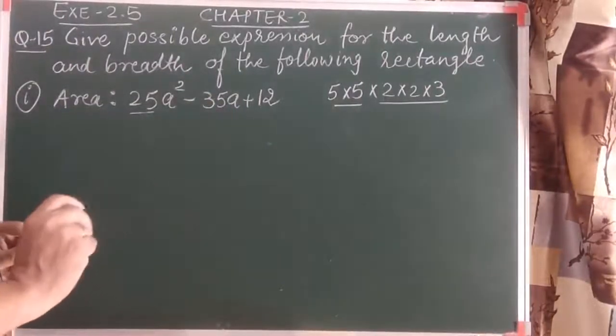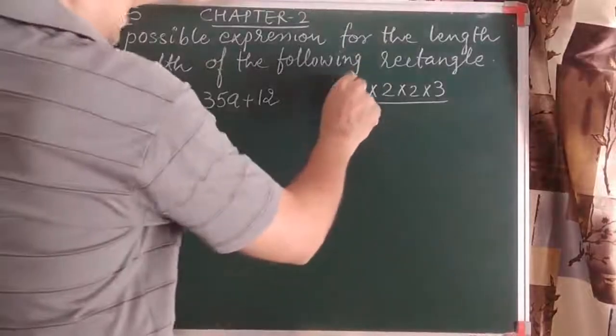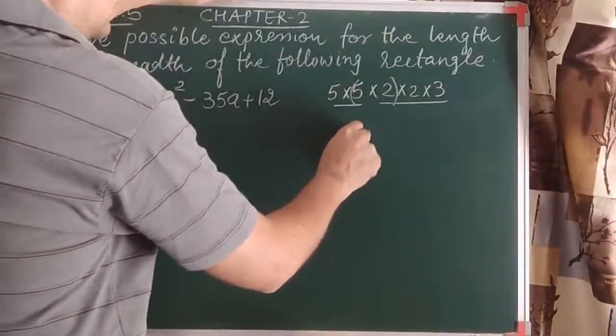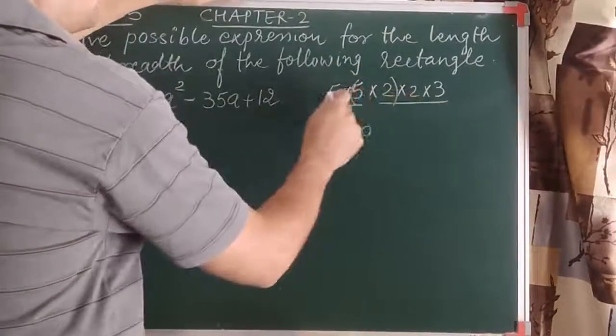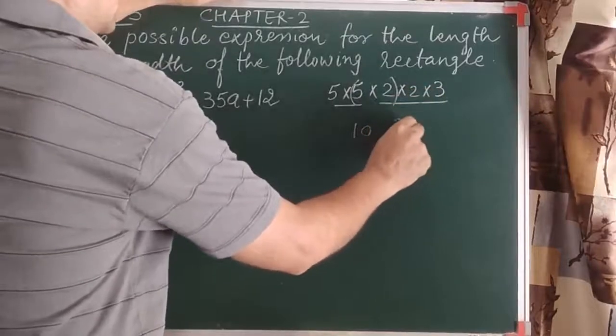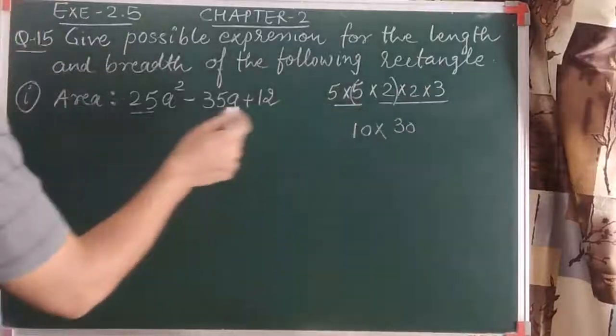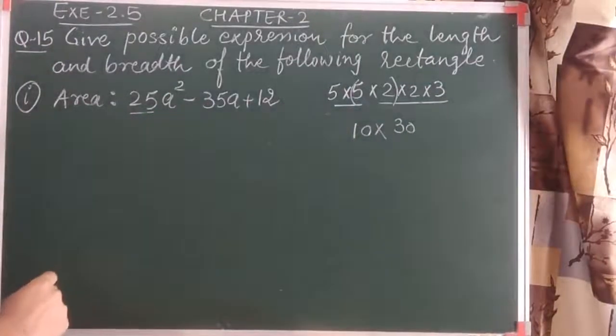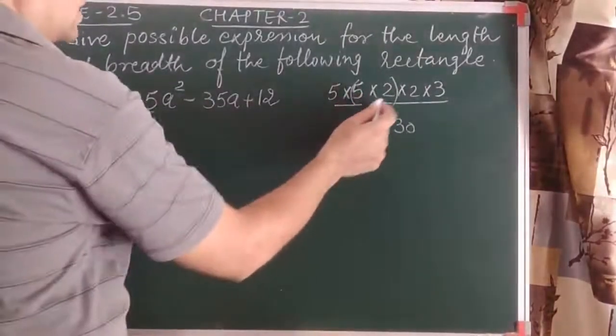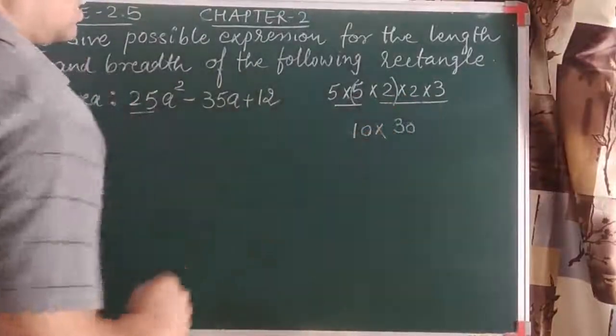So look at this, what I am trying to do. I'll make pairs of different terms. See, 5 2s are 10 and the rest 3. 5 2s are 10, 3s are 30. So when I do the product, it must be the same. But you can see, is the addition 35? No. So the two terms taken in a pair and the rest 3 are not correct.